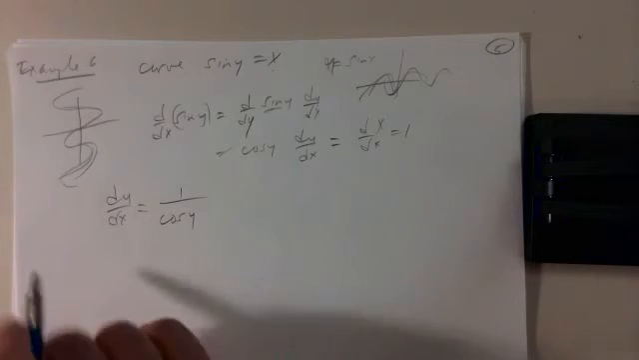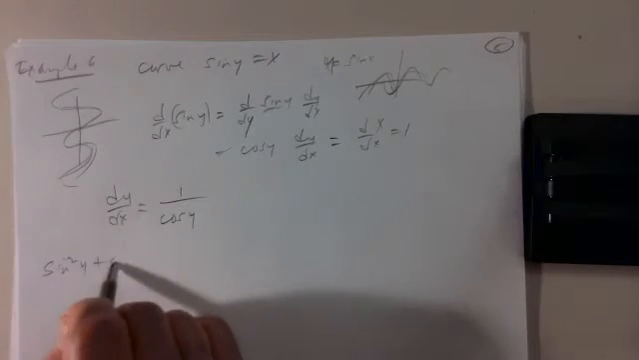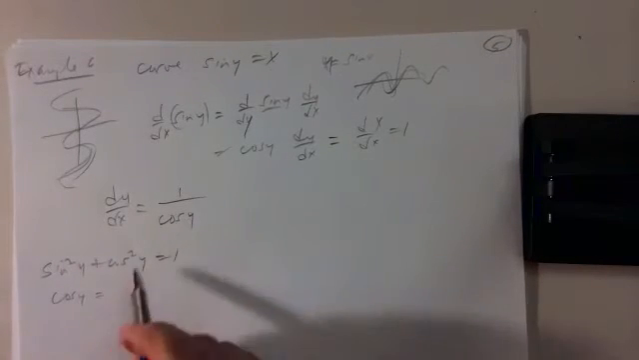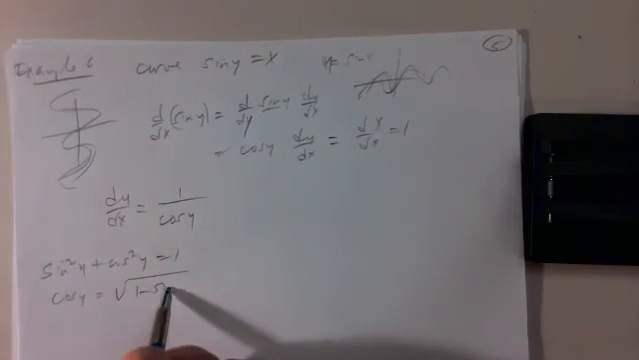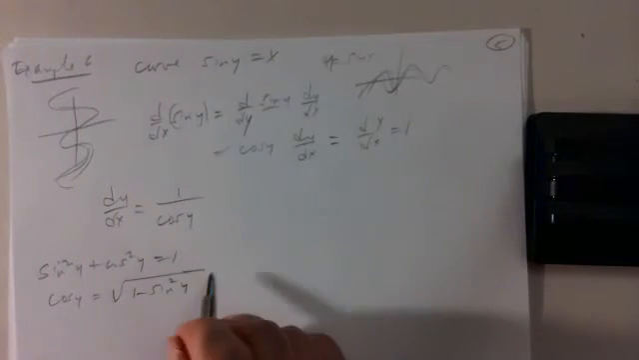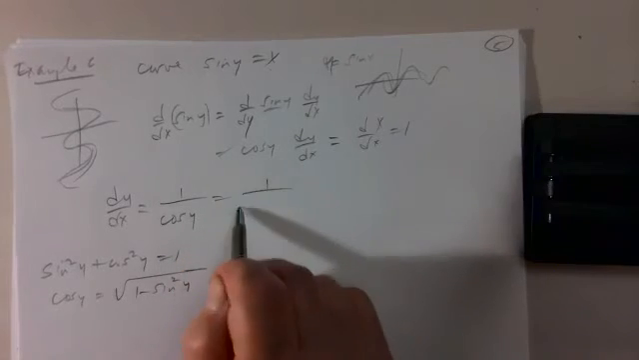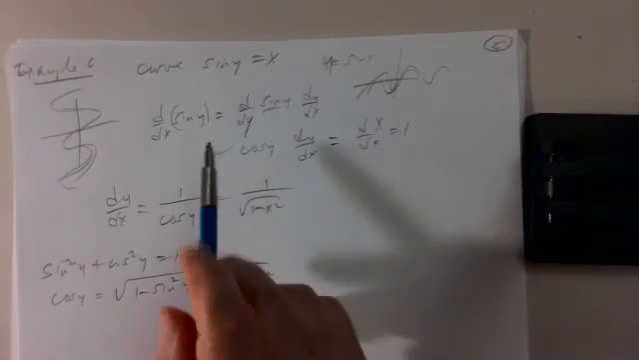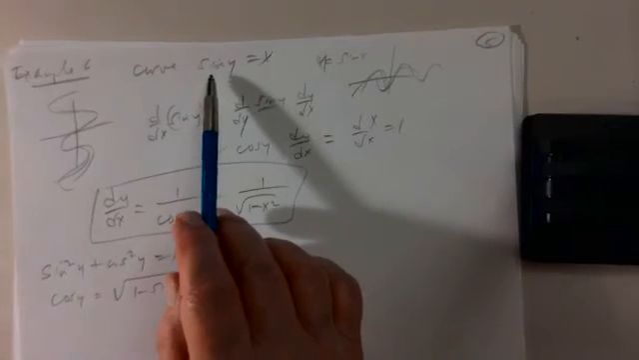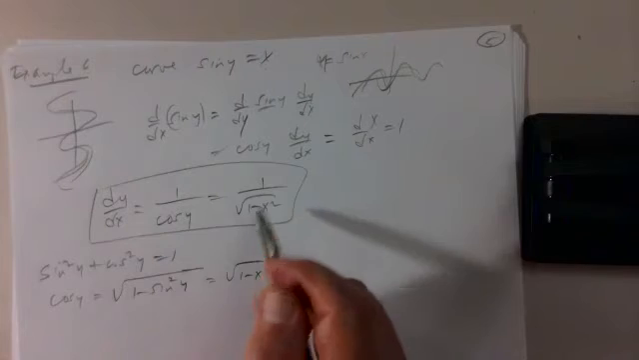Now, we can actually observe the following. We know that sine squared y plus cosine squared y equals 1. So cosine y is the square root of 1 minus sine squared y. And sine y is x. So this is the square root of 1 minus x squared. So for the curve defined implicitly by sine y equals x, dy/dx is this.